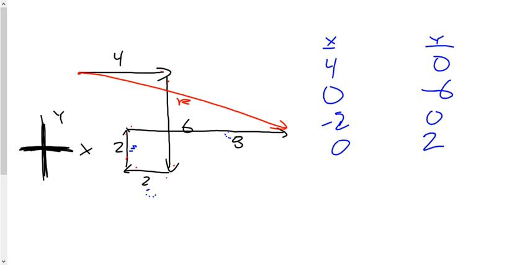How much of that one's on the x-axis? How much of that one's on the x-axis, Ben? 8. Good. How much of it's on the y-axis, Ben? Good. So now we add these together. 4 plus -2 plus 8 gives me 10. 0 plus -6 plus 2 gives me -4. What do I do with those two numbers?